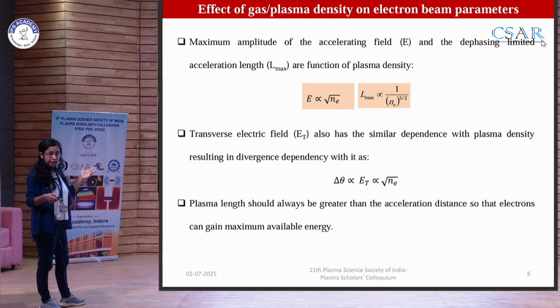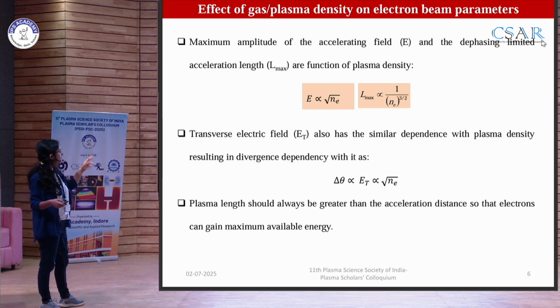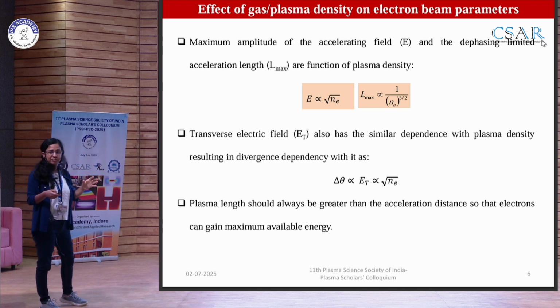The electric field which is created is directly proportional to the square root of the plasma density. The dephasing limited acceleration length is the distance up to which an electron will see the accelerating phase inside the bubble, and that is proportional to the inverse of the cube root of the plasma density. The field responsible for the focusing that I talked about is proportional to the square of the plasma density. And last, the plasma length should be at least L maximum, the dephasing length, to accelerate the electron up to the maximum available energy.